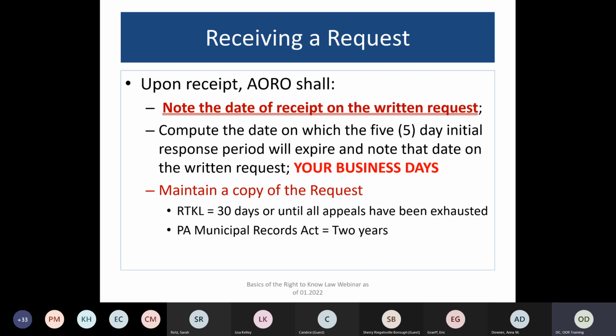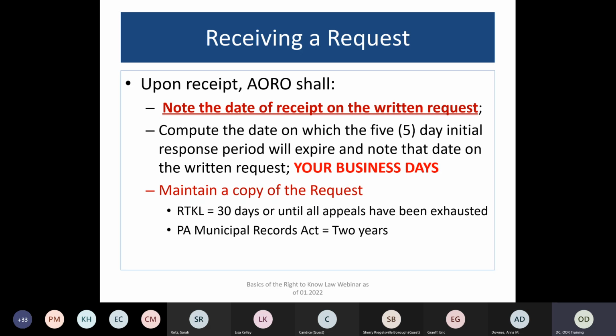Okay. So the agency receives a request. The agency has some duties that they have to do. All right. First is you note the date of the receipt on the written request, and it can be a date stamp. You can just write it in or whatever. This is important because a deadline has suddenly come into play, and that is because the agency now has 5 of their business days in which to provide an initial response to the request.